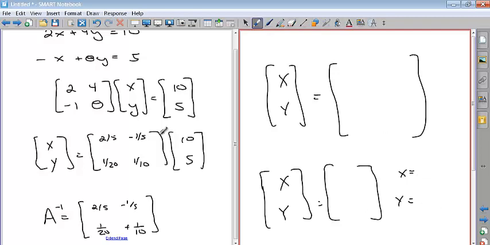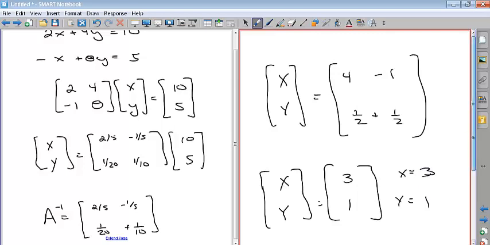Okay, now we'll try it. So 2/5 times 10, that is 20/5, which is 4. Okay, I got that part right. And then we have negative 1/5 times 5, which is going to be negative 1. So I get 4 minus 1. This is not a 2x2 matrix, it's 2x1. So add those together and I get 3. And here I have 10/20, which is 1/2, plus 5/10, which is 1/2. So I get 1/2 plus 1/2, which is 1. Okay, so that means my solution is x equals 3, y equals 1.